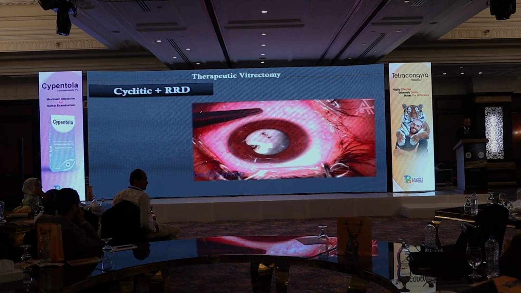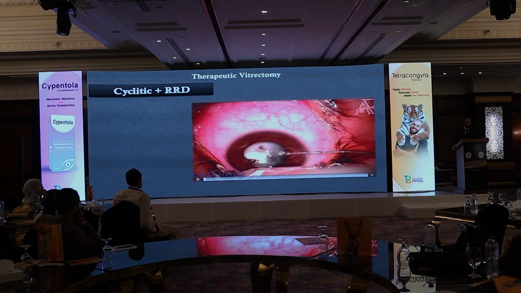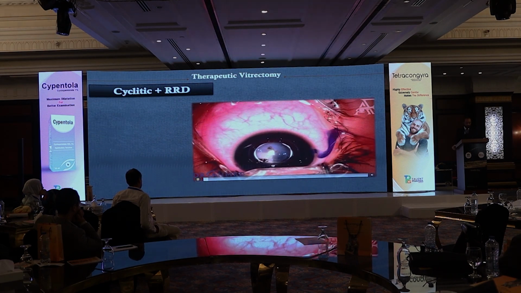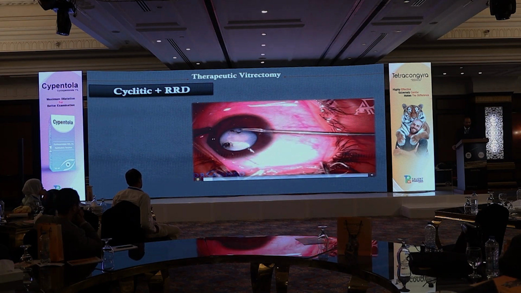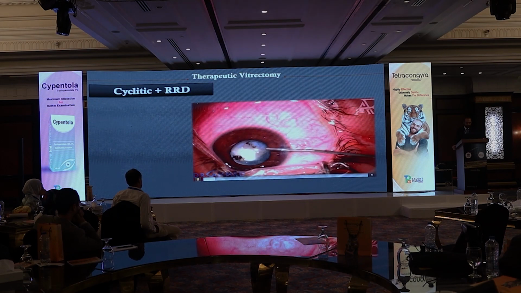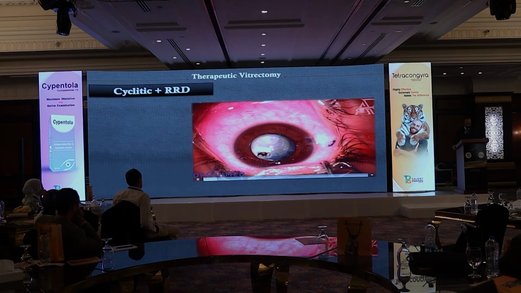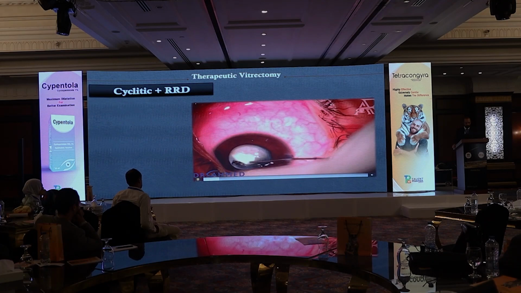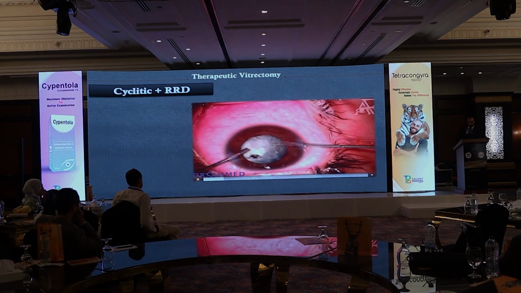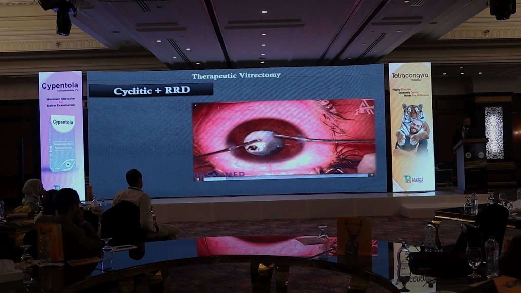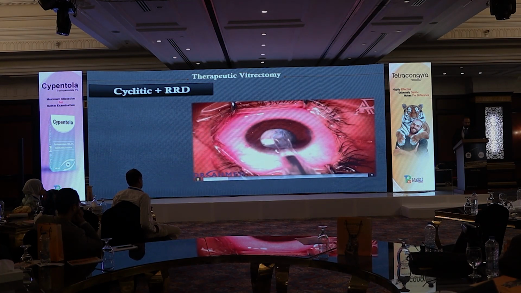Another case is cyclitic membrane with rhegmatogenous retinal detachment. This patient came to us complaining of diminution of vision. After removing the cataract, which was easy actually with the keratome because it was soft, we found out there is a dense retrolental membrane behind this eye.